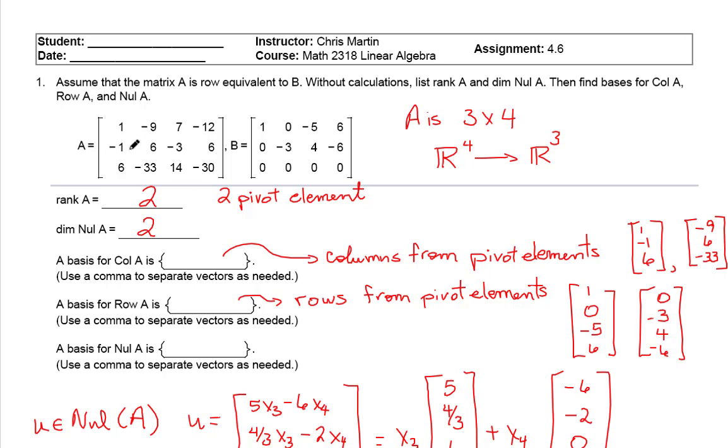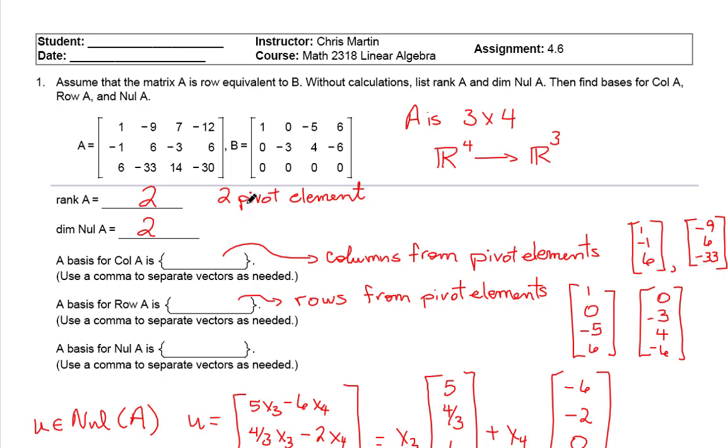All right, in question 1 here, we have matrix A. They tell us matrix A is row equivalent to matrix B. A is 3 by 4, therefore it's going from R4 to R3. Well, let's see. If it is row equivalent, then looking at B, I see that there are 2 pivot elements. Therefore, the rank of matrix A is 2.